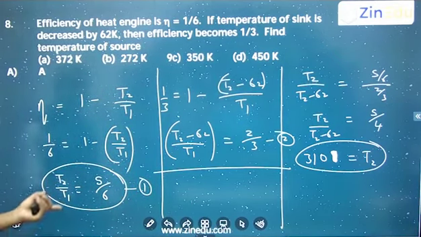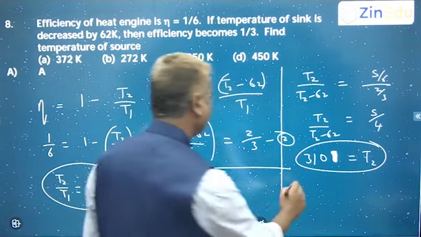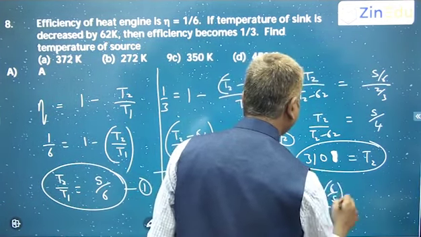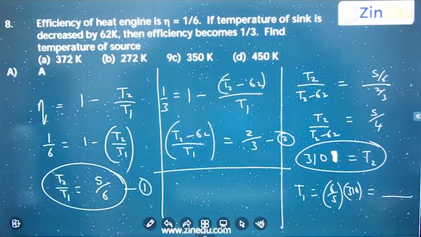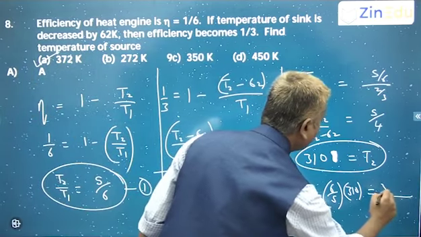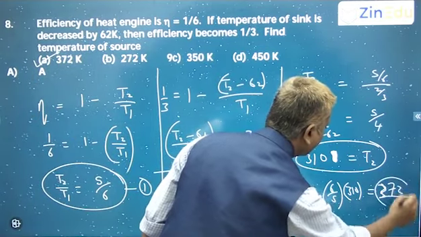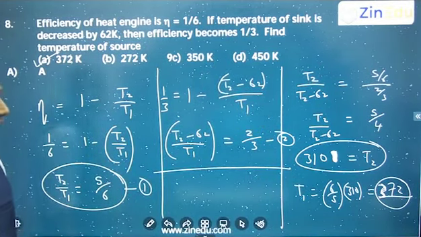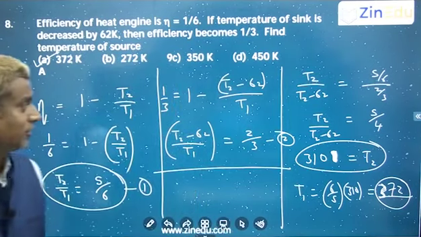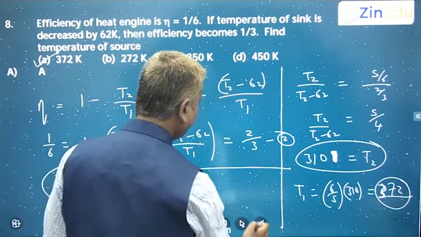Okay, T1 is 6 by 5 times T2, that is 6 by 5 times 310, right? 62 into 6, so 62 times 6, around 372, yes. So that is this. Okay. So solving and all, so many ways you can solve. Next question, proceed to the next one.